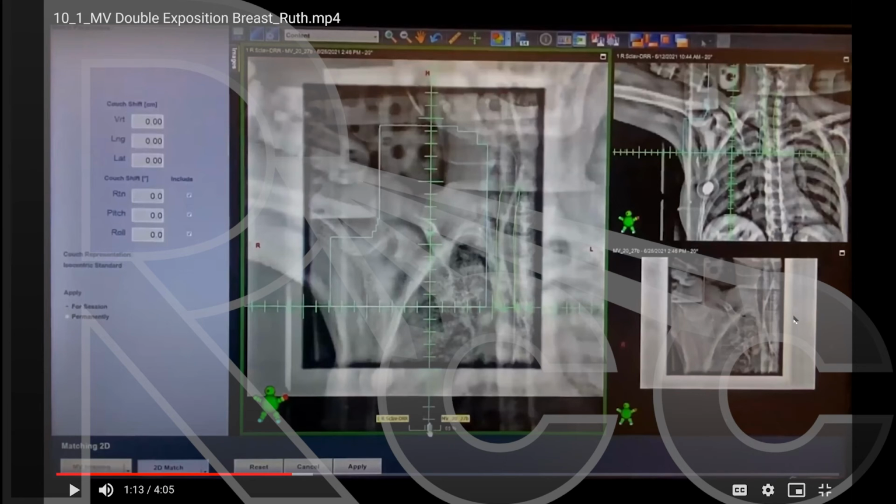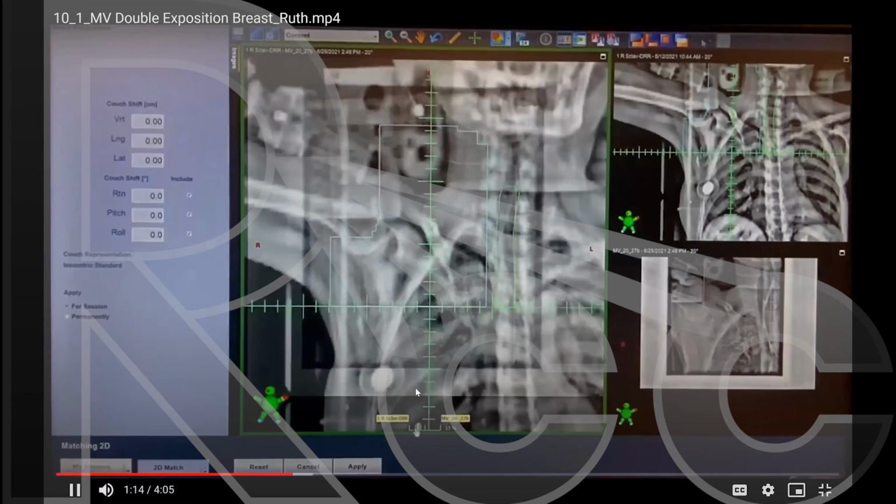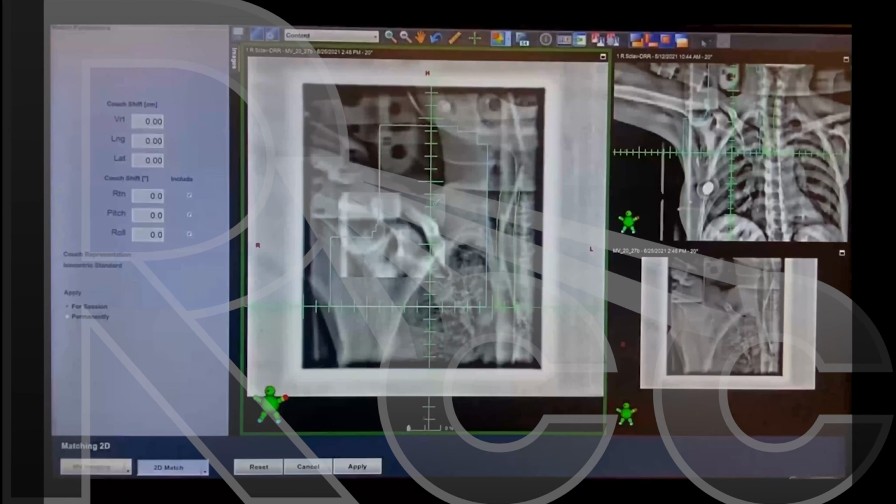And then we close in the treatment leaves to make sure that the patient is where they should be and we're not over or under treating areas that we shouldn't be. Once we've acquired these images, we can evaluate the patient position related to the plan position.